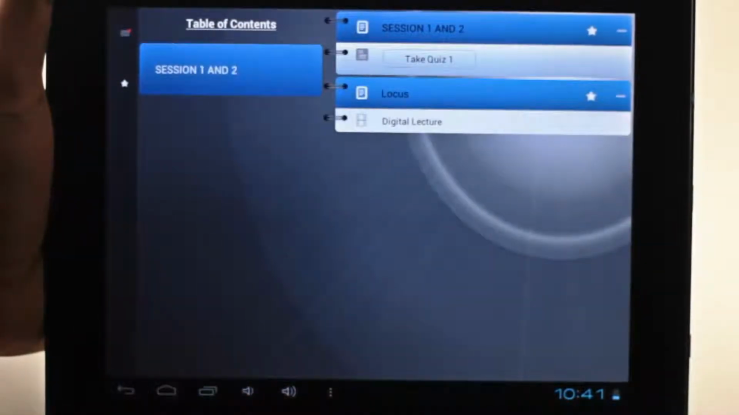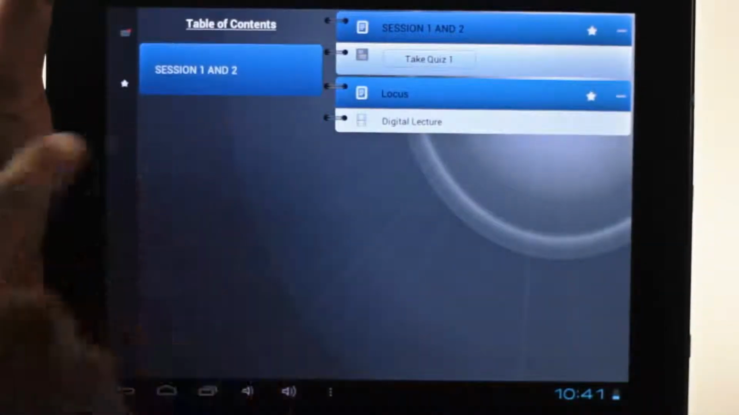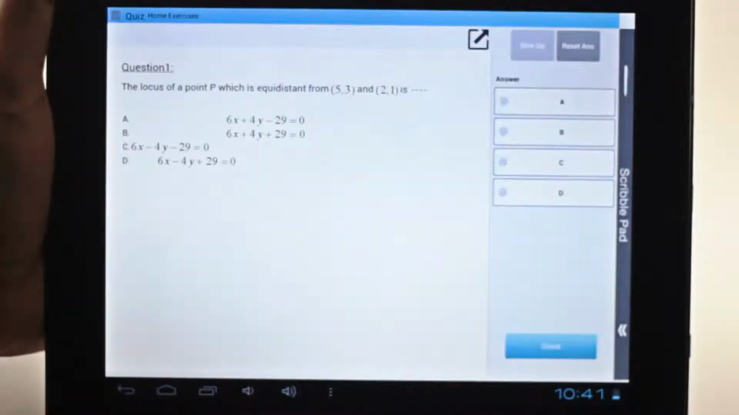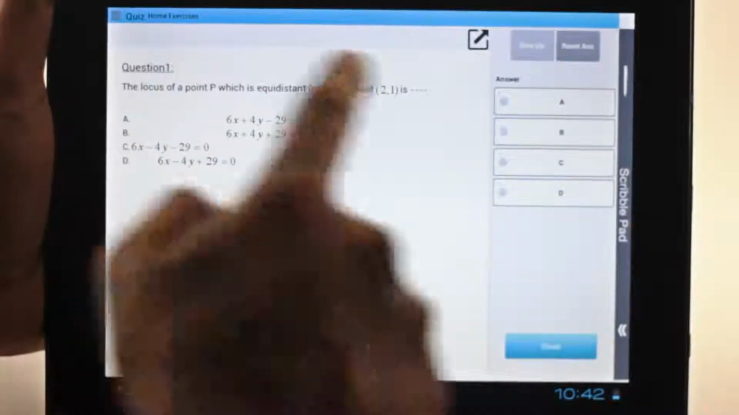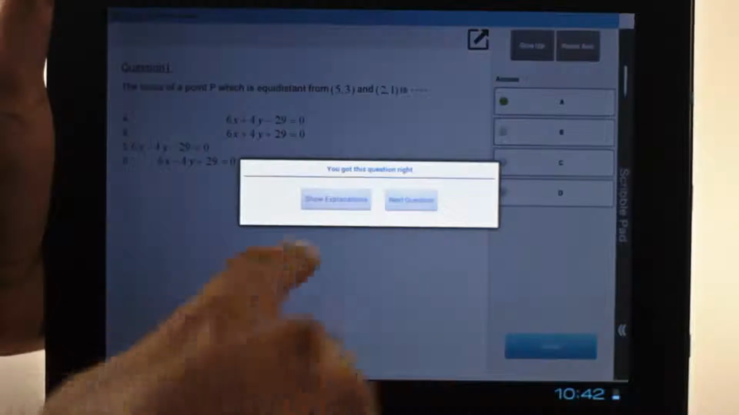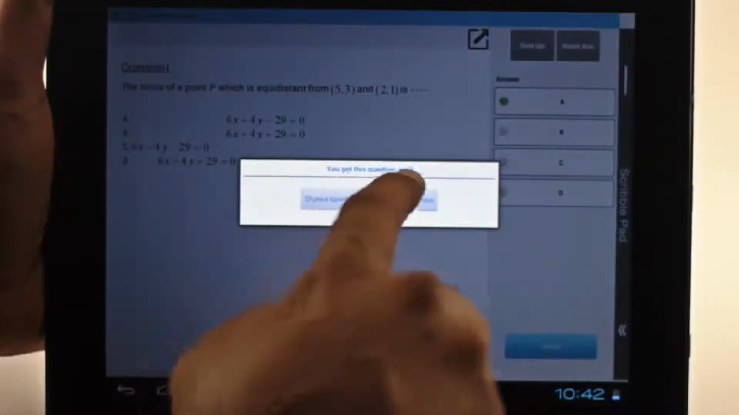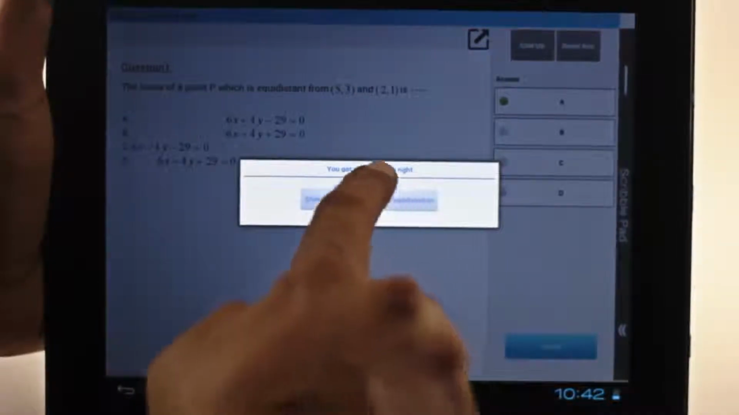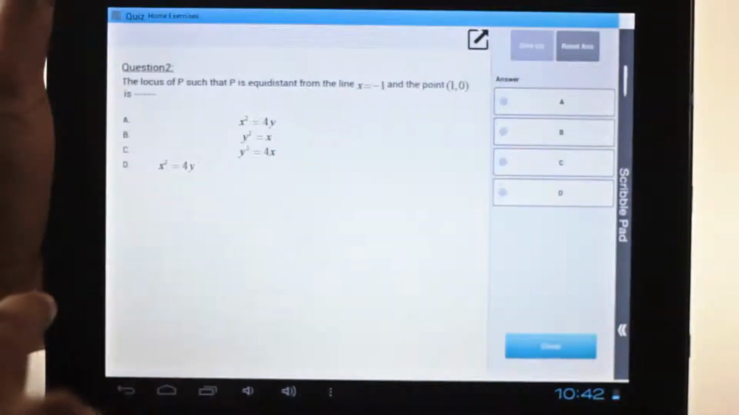Let me take you back. What we have seen is the digital lecture. After every lecture, you can see there is something called a quiz. Take quiz now. The purpose of this quiz is to test your concepts of that particular session. You can mark the answer like this. Check. It says you got this question right. You would like to see the explanation or go to the next question? I got it right. Let me go to the next question.